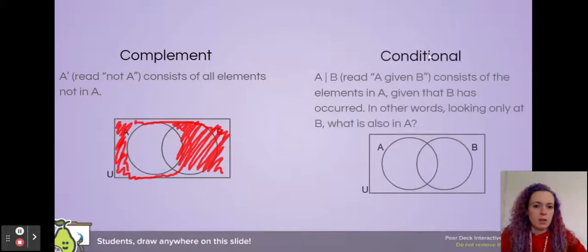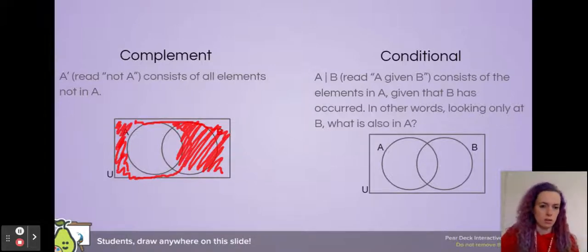And finally, the conditional probability, and this is the tricky one that we're going to see a couple of different times. So the conditional probability, you'll see a line between the two sets that you're looking at, and it's read "A given B," and it consists of the elements in A given that B has already occurred. So in other words, you're looking only at B, but what is also in A?